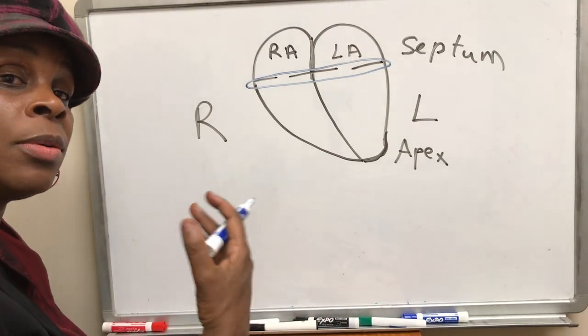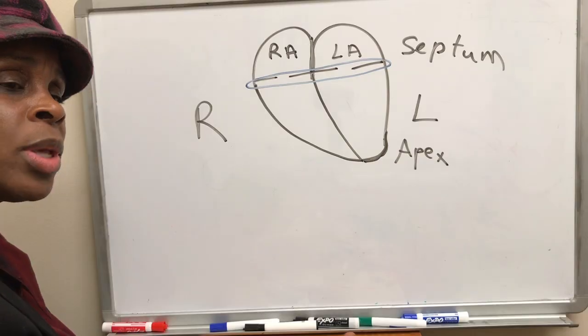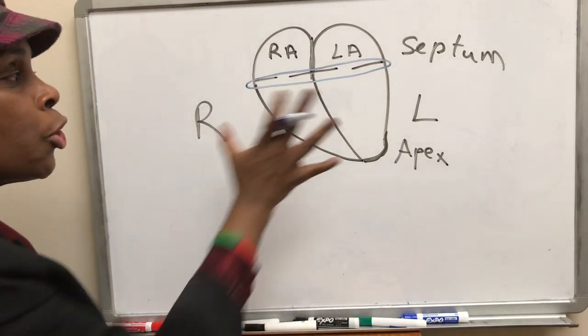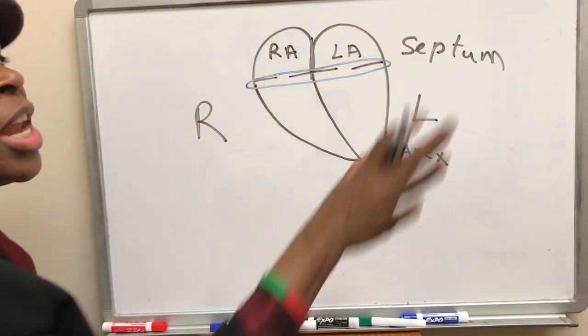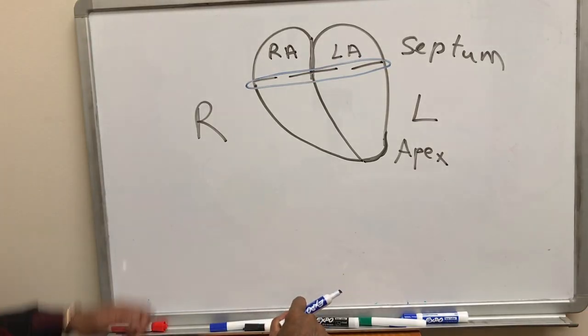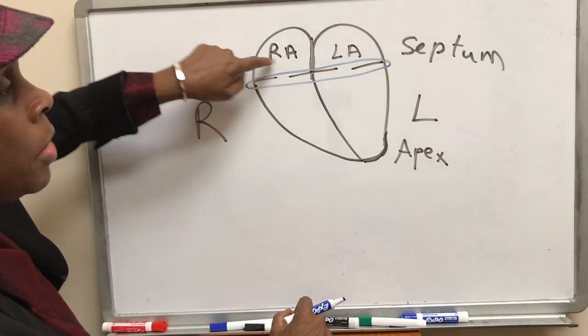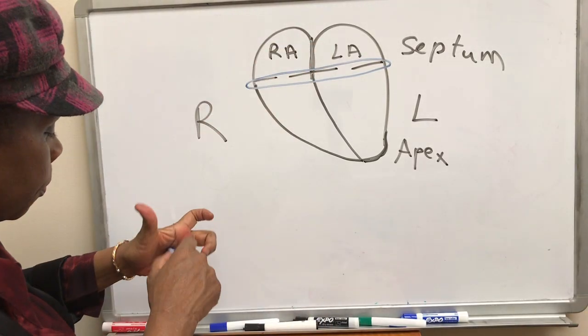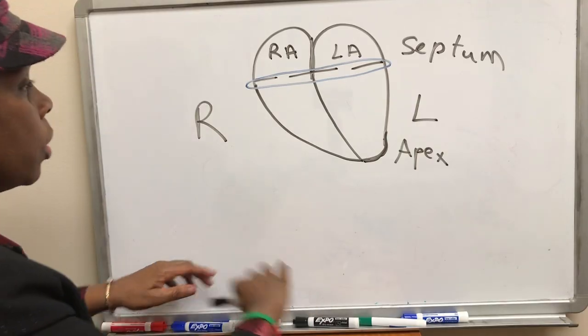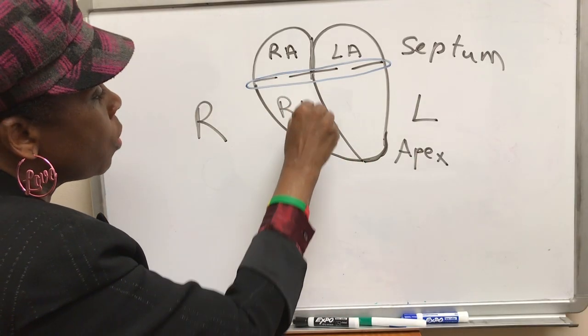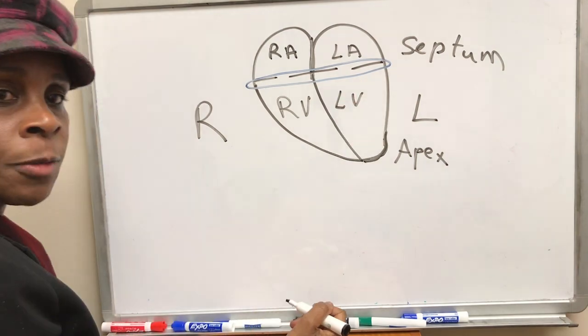And the coronary veins and coronary arteries are just the veins and arteries that serve the heart itself. They don't pump blood to any other place, okay? So I have the right atrium, the left atrium. And also, look at that, the right ventricle and the left ventricle.